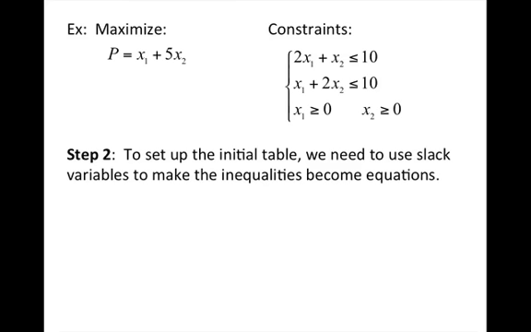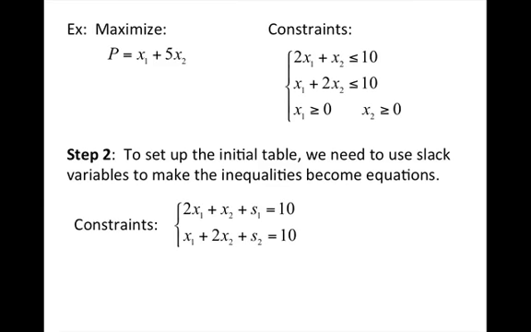So my step 2 is to set up the initial table. And before I set up my table, I need to make my inequalities become equations by introducing the slack variables. So I take my first constraint, the 2x sub 1 plus the x sub 2, and I'm going to add an s sub 1, and it's going to equal 10. Then my second constraint, the x sub 1 plus 2x sub 2, I'm going to add an s sub 2, a second slack variable, and it's going to equal 10.